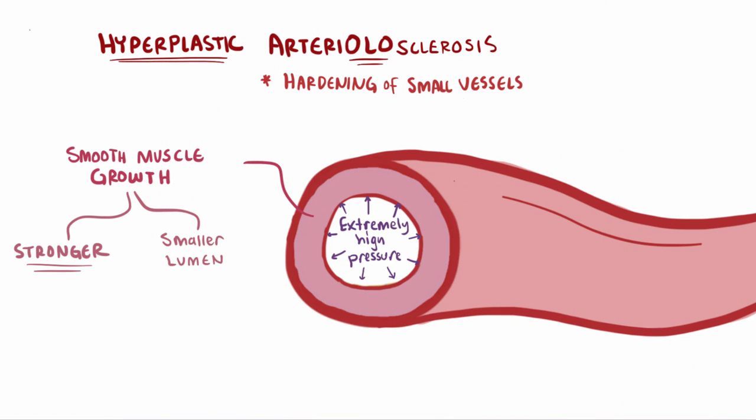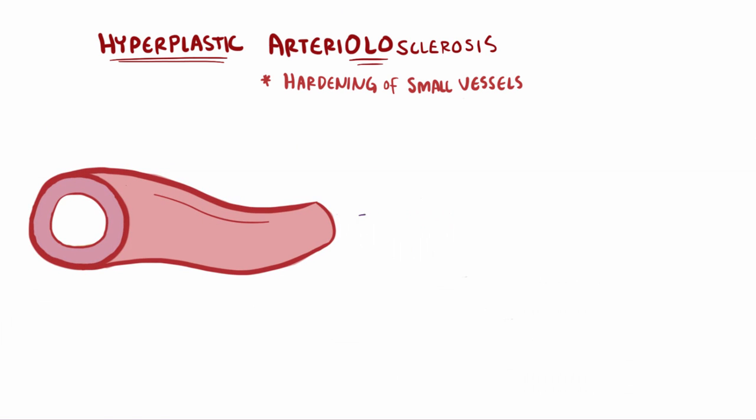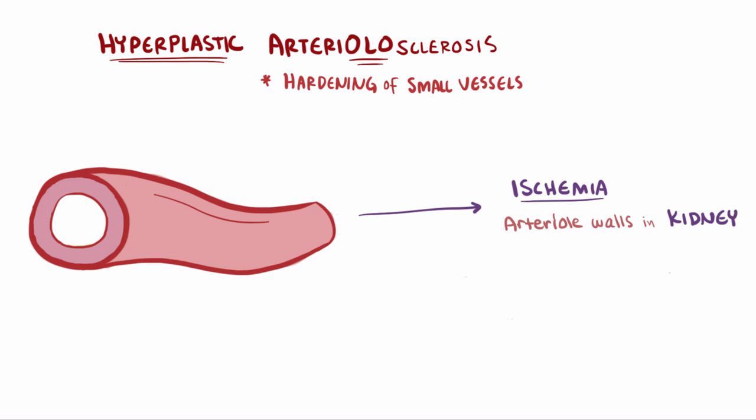Just like in hyaline arteriolosclerosis, hyperplastic arteriolosclerosis can then cause ischemia in the organs it supplies. Also, just like hyaline arteriolosclerosis, hyperplastic arteriolosclerosis typically affects the arterial walls of the kidney. The high blood pressure destroys the blood vessels in the kidneys, causing renal ischemia.